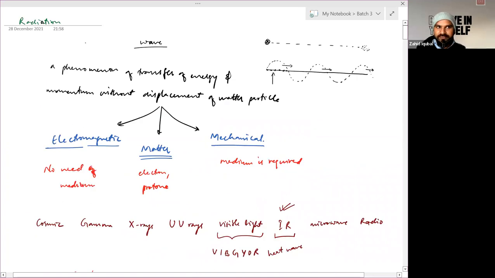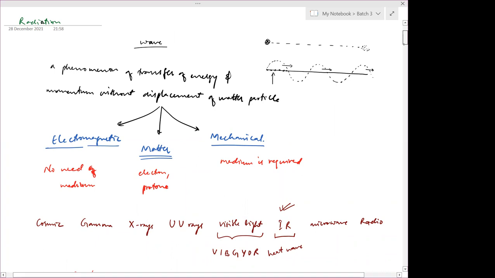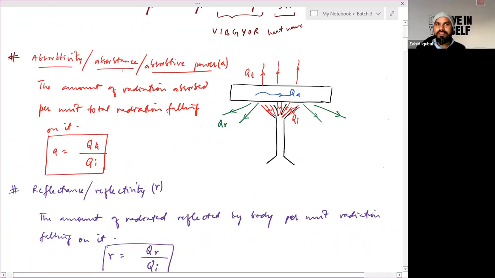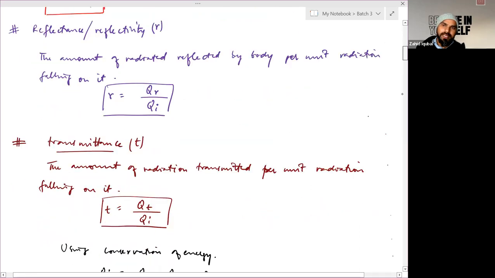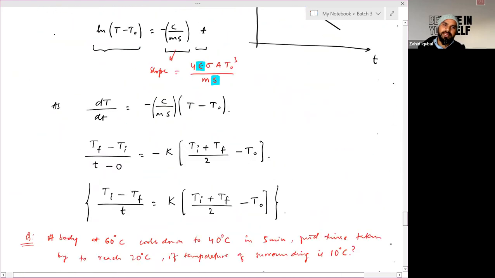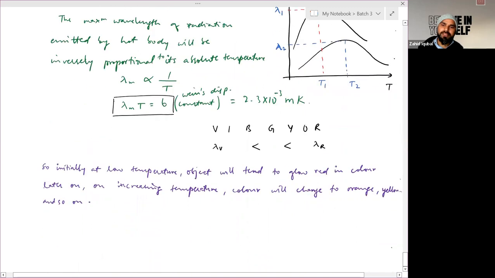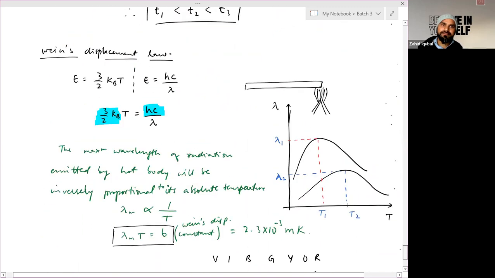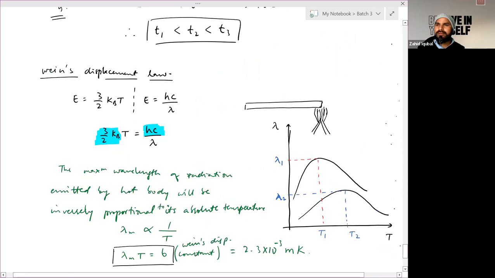This is the starting of radiation. That is from absorptivity, reflectance, transmittance, till the last part of radiation, Newton's law of cooling and Wien's displacement law. There will be only 4 topics: Kirchhoff's law, Stefan's law, Newton's law of cooling, and Wien's displacement law. That's it. Okay, sir.